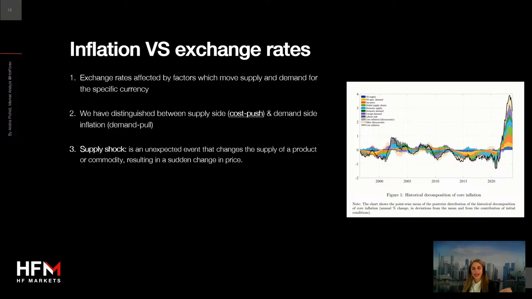It's this fluctuation between supply and demand: the supply side, which is the cost push that we saw earlier, and the demand side, also known as demand pull that we saw earlier, affected by several factors in the market, such as labor, domestic supply and demand, the energy market, and so on. So here is just a historical decomposition of the core inflation in the US. You can see how oil, supply chain disruption, gas prices due to the Ukraine invasion, and the solid labor market have led to a spike in inflation.